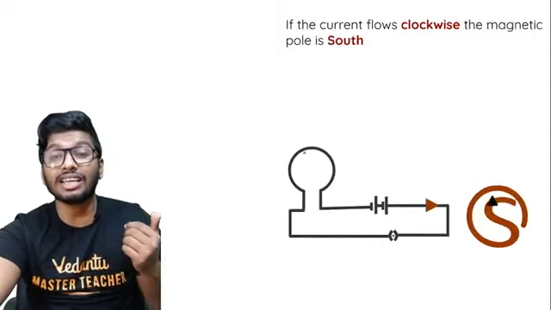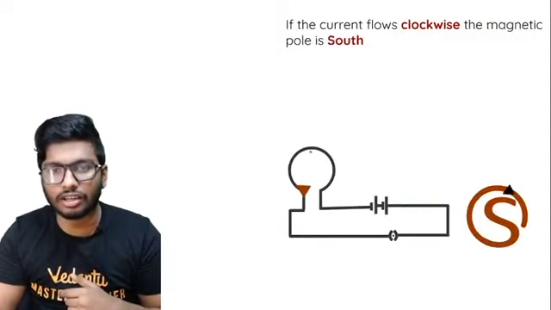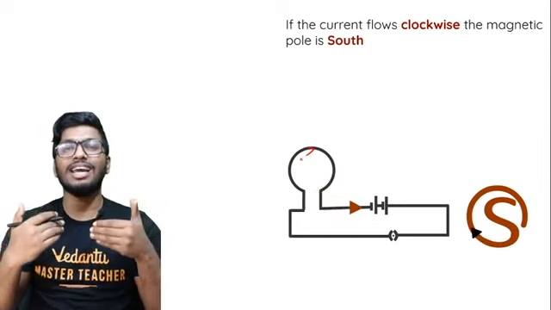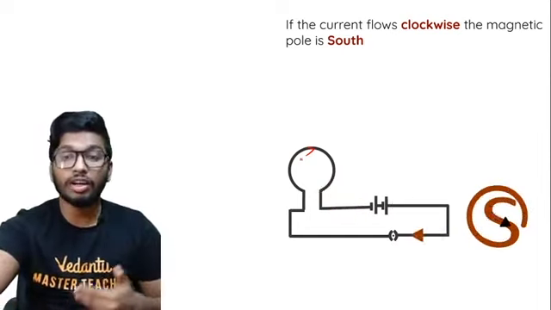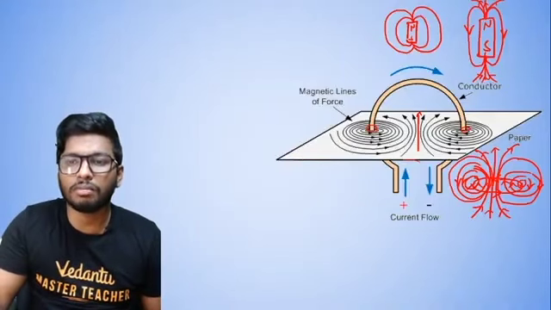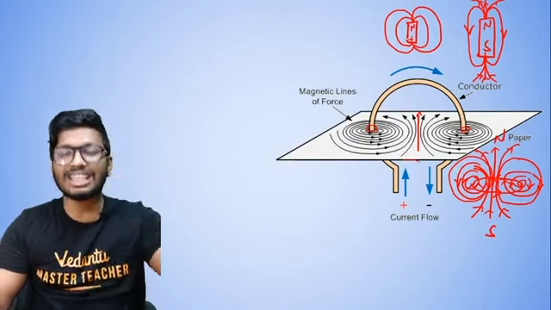If the current is passing in the clockwise direction, then the side that you're facing is the magnetic South Pole. So here also you have a North Pole and South Pole. This will be the North Pole, this will be the South Pole. So basically that's what I'm trying to say.